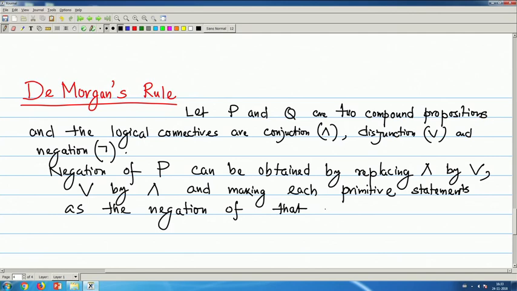Then what I can take? Say if P is P and Q is P or Q. Here capital P and Q are the compound propositions, and small p and q are the primitive statements, or primitive propositions. Basic propositions are the primitive statements.